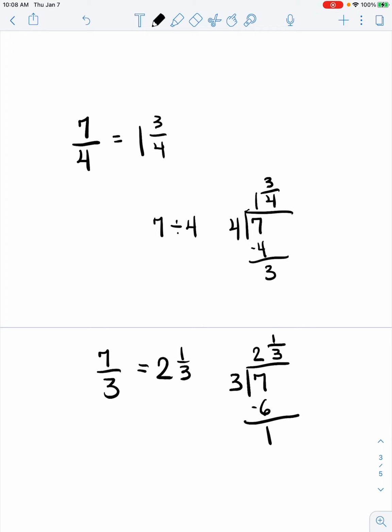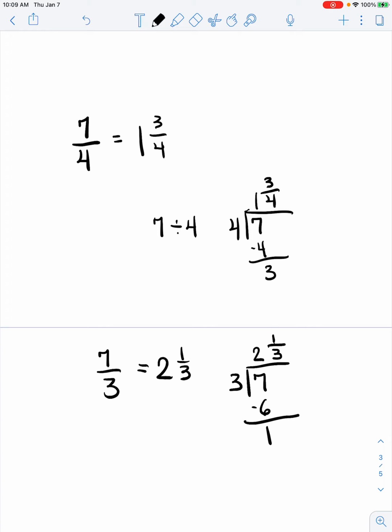And again, it's important because we have to have our numbers as improper fractions when we multiply and divide. And then when we want to communicate our answer, we want mixed numbers, because mixed numbers are actually the simplified version.